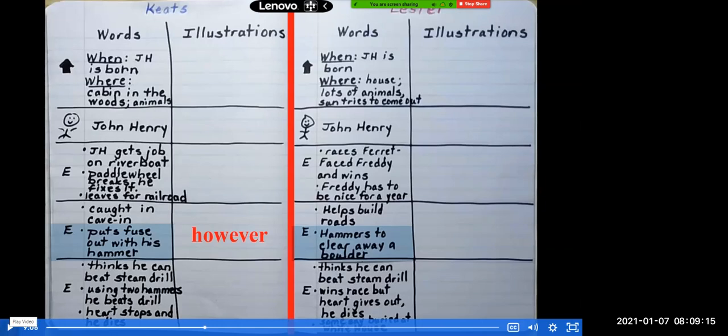Okay, good job. I also noticed in the Keats version that John Henry got a job on a riverboat and he repairs a broken paddle wheel. Whereas in the Lester version, there's no mention of a riverboat. Sometimes when we're contrasting, we also need to talk about or mention what's missing from a text. So even though it might not be there, it's a difference because it's not there.